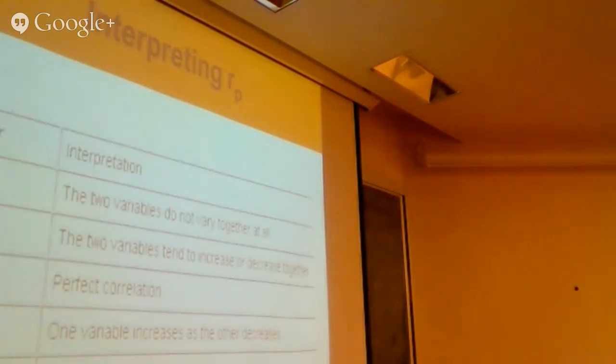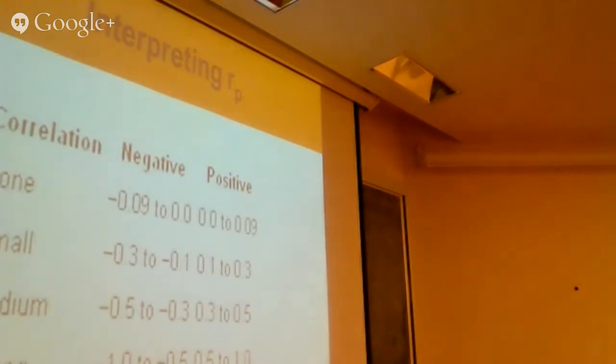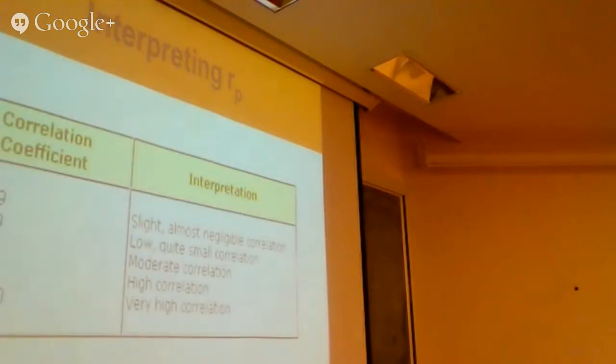If you go on the internet, you'll find literally scores of possible cutoffs. Here's one of them. If it's 0, then they don't vary. If it's between 0 and 1, then there's something going on. If it's 1, it's perfect. That's pretty straightforward. Then there's this one. If it's 0.3 to 1, then it's small. If it's 0.3 to 0.5, then it's medium. Or I can use this one. From 0 to 0.19, it's slight. From 0.2 to 0.39, it's low, and so forth.